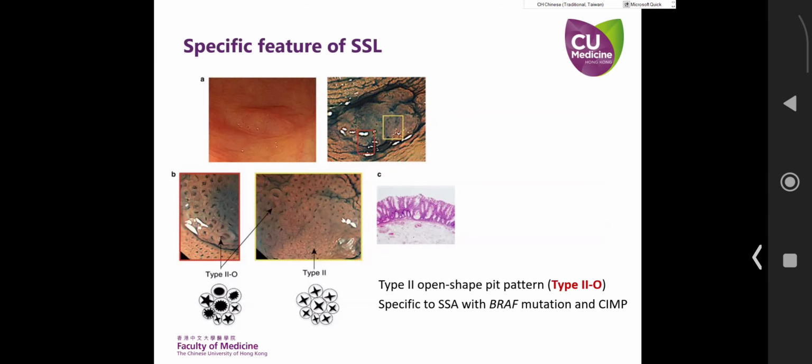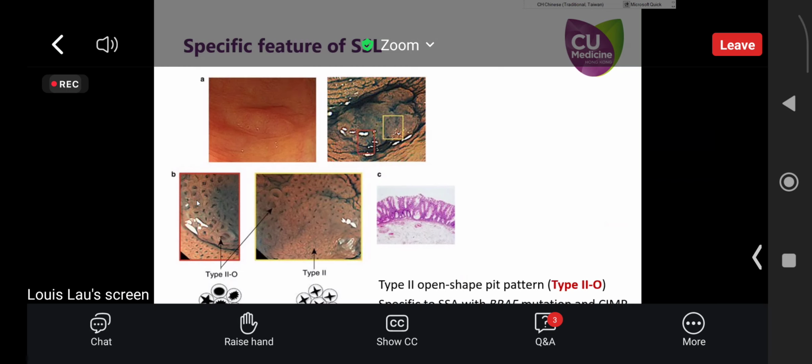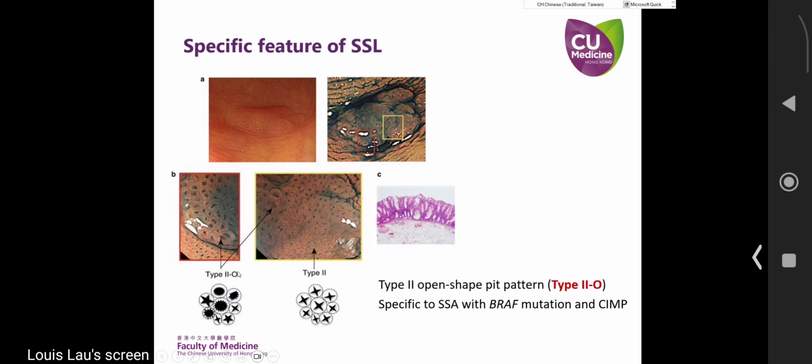What I mentioned here, the type 2O pattern, is that you can actually see that the openings of the crypts are quite different from the normal glands. For normal glands, you can see they are very regular, in a cross or star shape. But for the type 2O pattern, you can see the crypt openings are actually enlarged. Classically, they are no longer the normal-looking type 2 patterns. Usually if you see this, it will be quite specific to SSL.